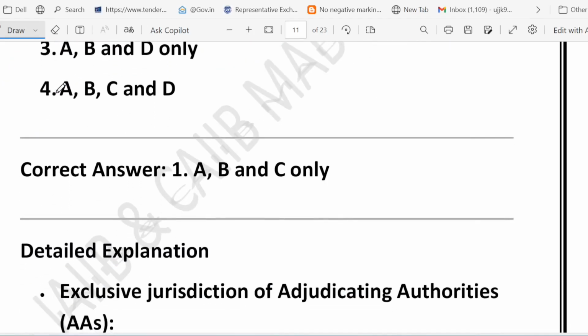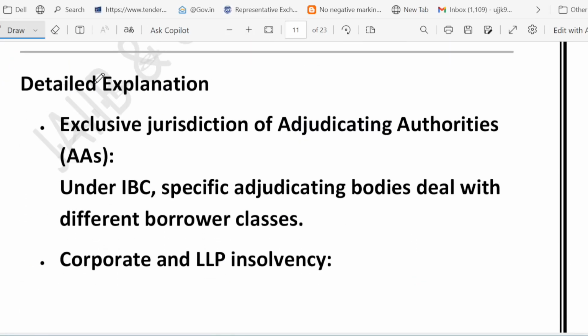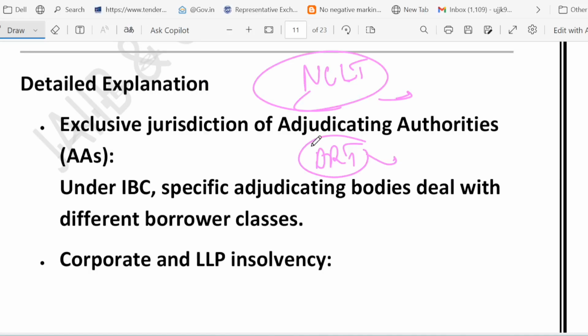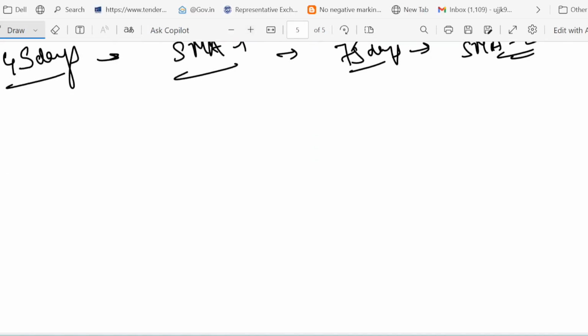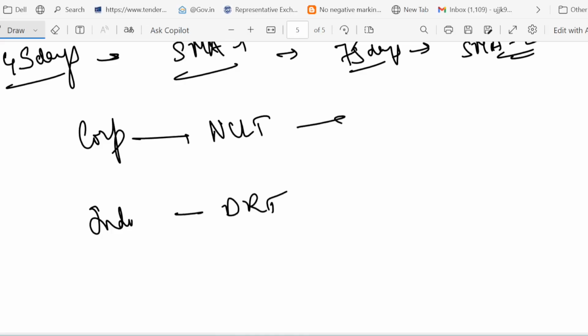So let's quickly summarize the key points which we have just covered. The key takeaway is that corporates go to NCLT, individuals go to DRT, and the appeal from NCLT goes to NCLAT, while the appeal from DRT goes to DRAT. You can think of it like this. Suppose this is the corporate and this is the individual. So corporate goes to NCLT, individual goes to DRT, appeal goes to NCLAT, and appeal from here goes to DRAT. I hope you like this clear explanation.